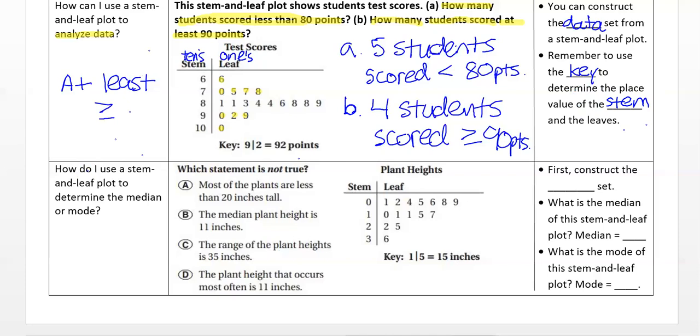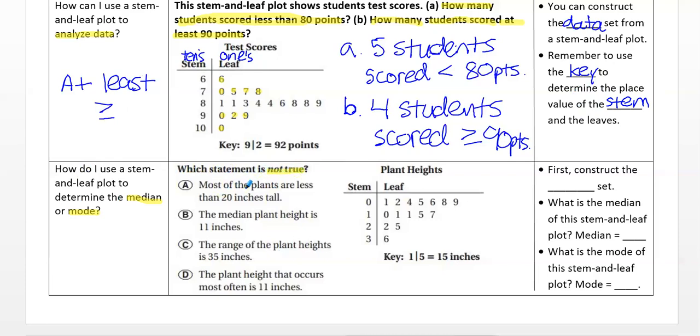How do I use a stem and leaf plot to determine the median or mode? Oh, that's crazy. I don't know how we find that. That seems impossible. No, it's not. We can do it. Which statement is not true?